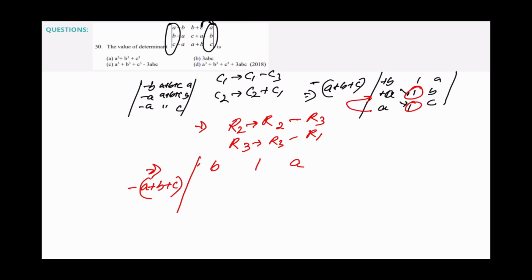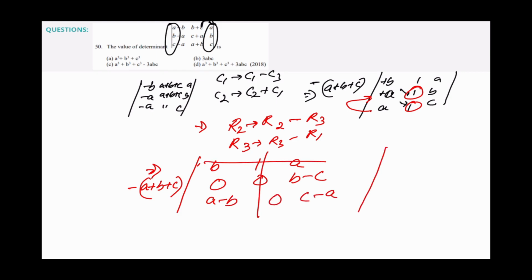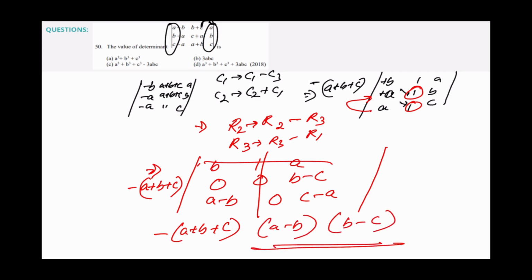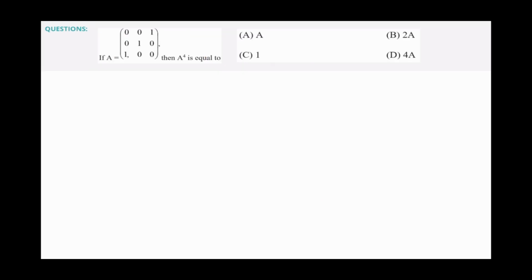So minus of A plus B plus C, B here, 1 here, A here. Now we are subtracting from this one, so A minus A is 0, 0, B minus C, and this one A minus B, 0, C minus C. Expand along this. So what do you get? Minus of A plus B plus C into A minus B into B minus C. Now, none of the options are satisfying this. So it's a grace question, so you'll get marks, but you should know how to do it.